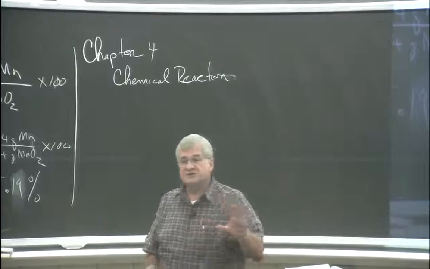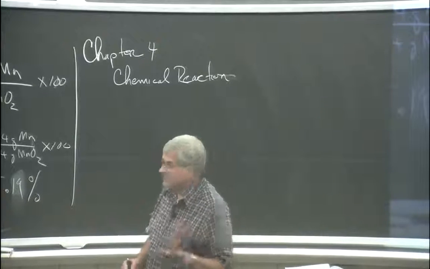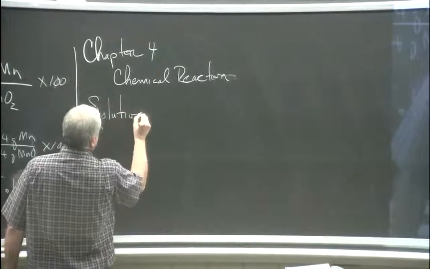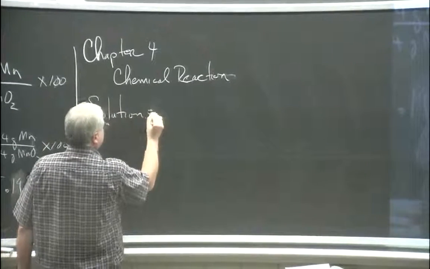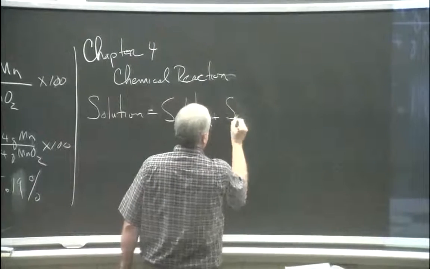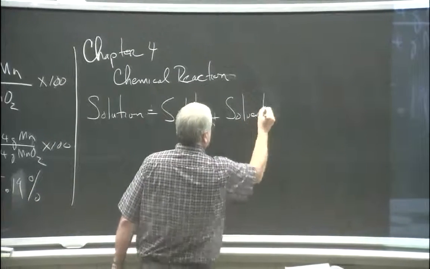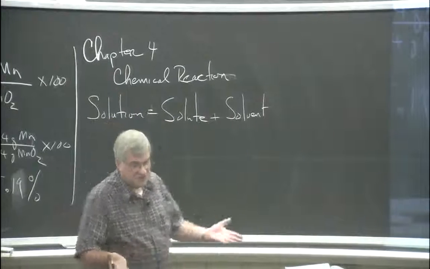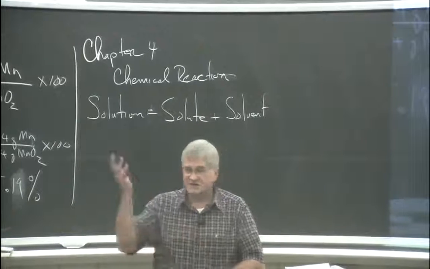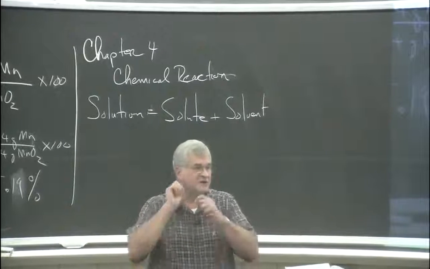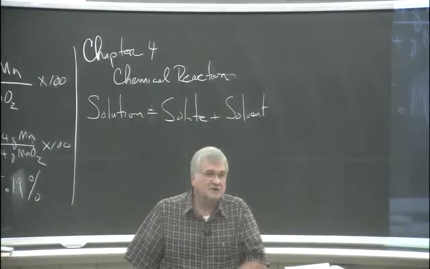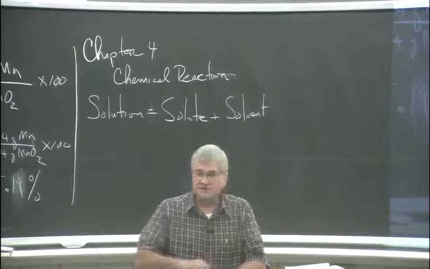Yeah, a solution is a homogeneous mixture. Now, what we're going to do is look into a solution and take it apart. A solution has 2 main components. It's going to have a solute and a solvent. The solute is dissolved into the solvent. If I say salt water, what do you think the solute is? The salt. You're not basically dissolving water into salt.